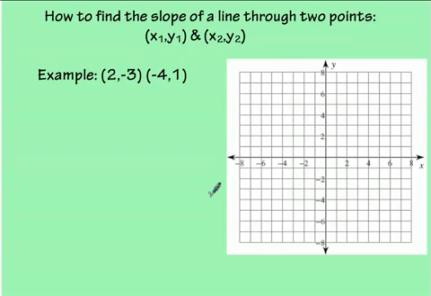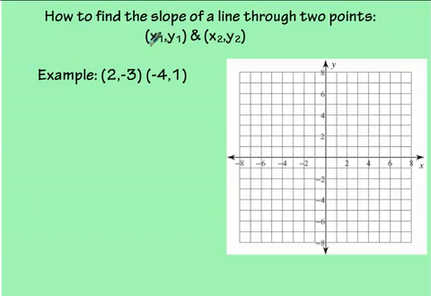Alright, today we're going to discuss how to find the slope of a line that's given 2 points. So we have these 2 points, x sub 1 and y sub 1, and x sub 2 and y sub 2. And the thing to notice is that these are actually subscripts, these 1s and these 2s, and they're just used as, well, I guess we call them labels or identifiers.